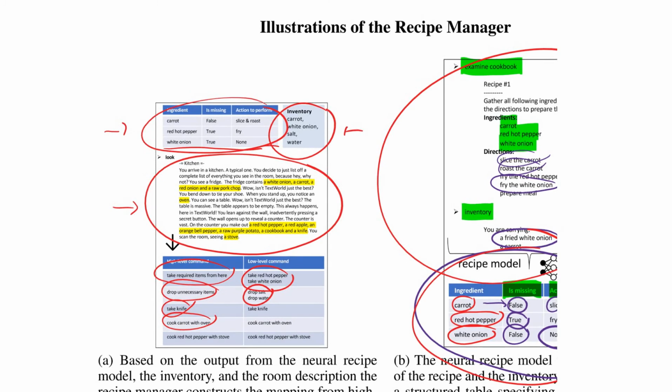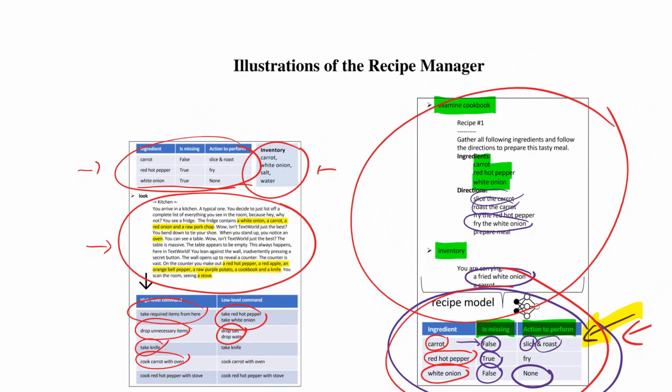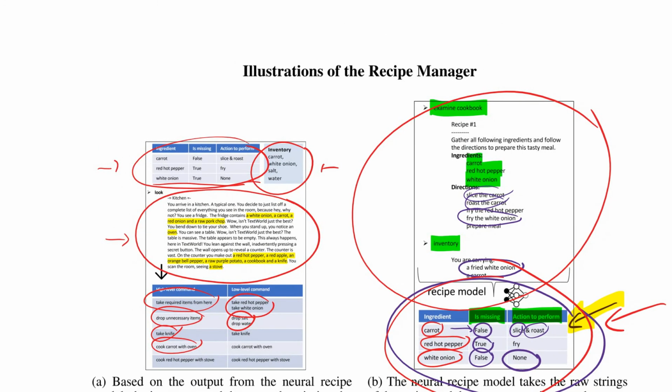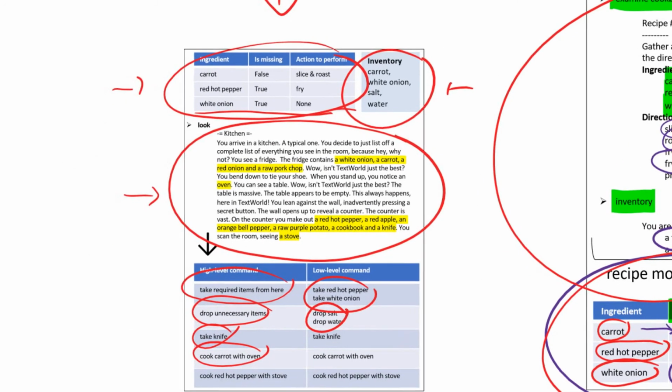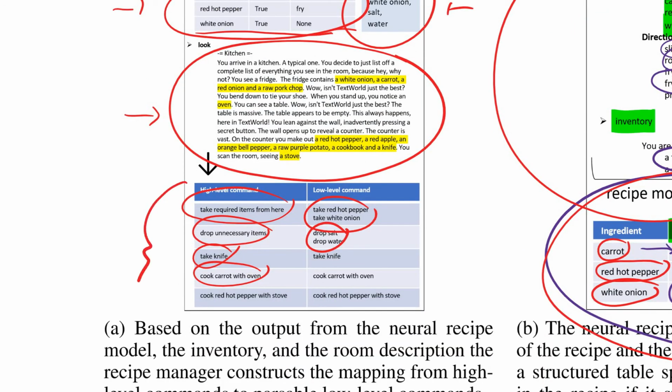All right, so that kind of is the entire model. It's quite convoluted, but basically you start with this here, this recipe manager. You output this table down here: which ingredients are in the recipe, are they still missing, and which actions do I need to perform. You then combine it with this information here, the information about the current room and your inventory, in order to come up with a set of commands that are conceivable to do here.